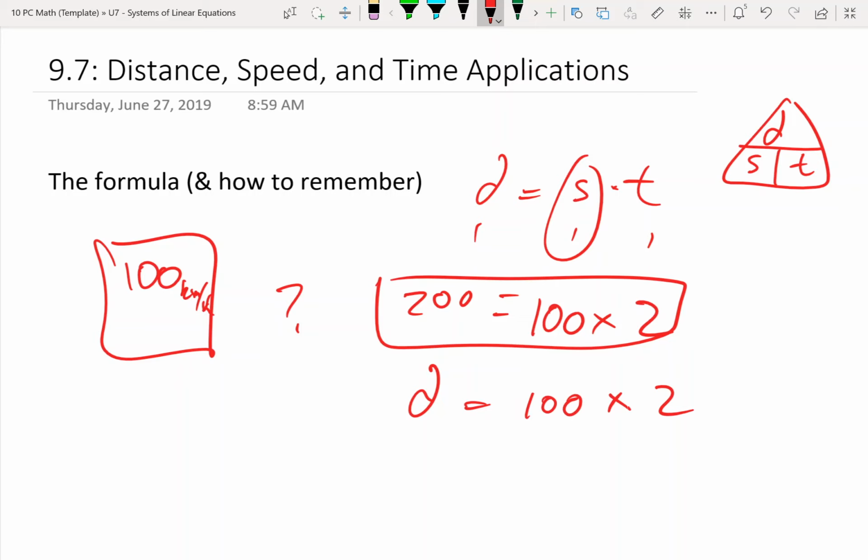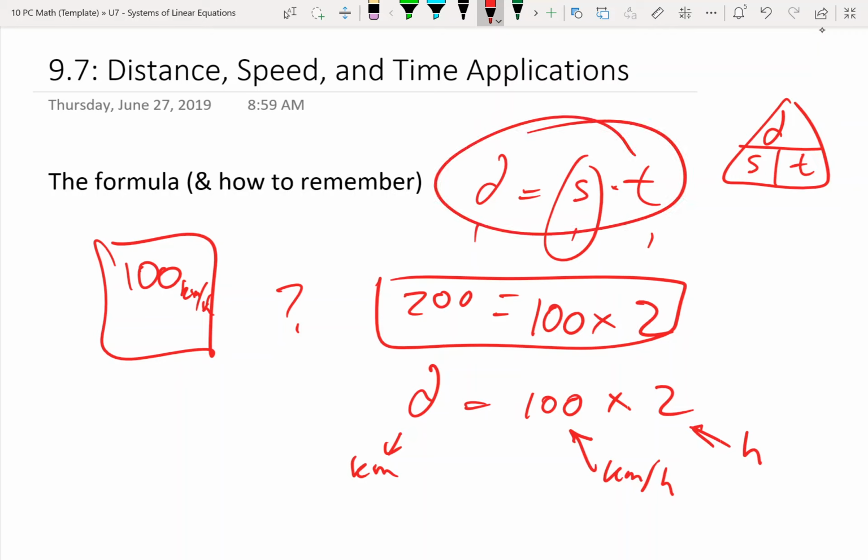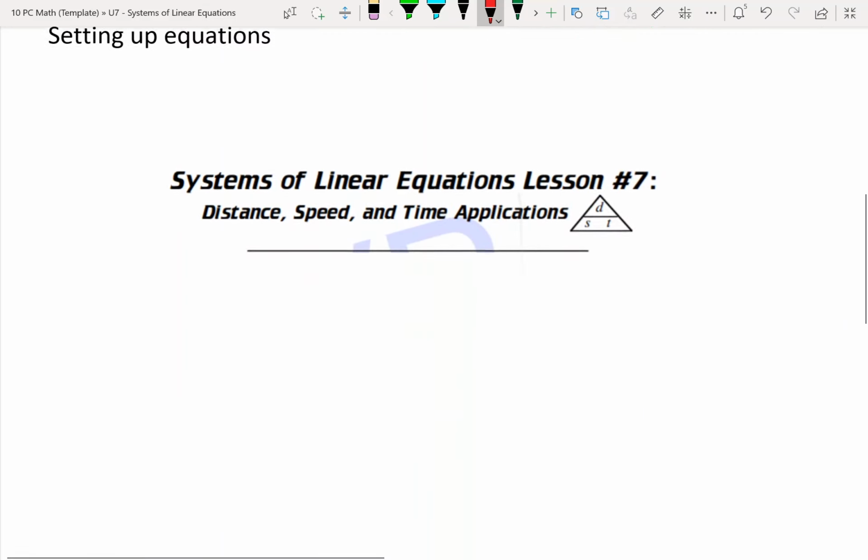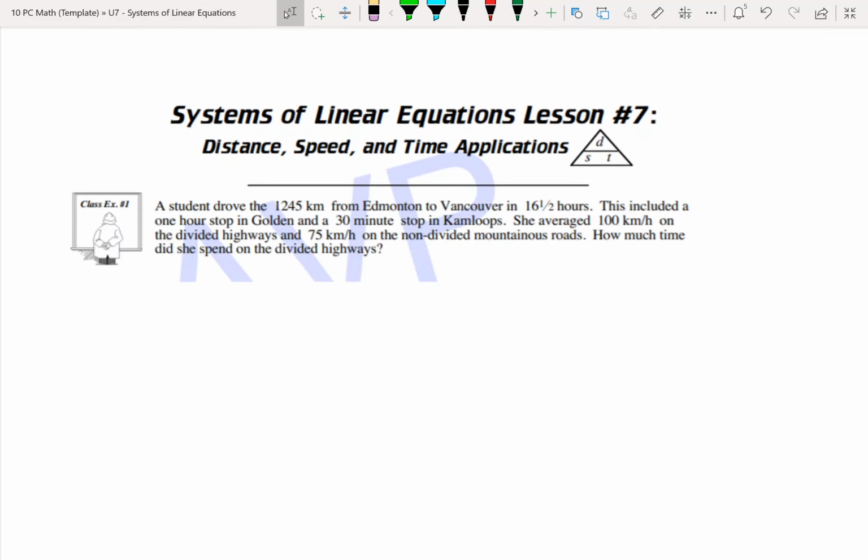Be very careful as well. The speed will usually dictate the units we're using. In this case, it's kilometers and hours. So the distance would be in kilometers. The time would be in hours. If it gives you a question with minutes or something, you might have to convert. So that formula is going to be really important. Let's do some practice questions to see how to set these up.